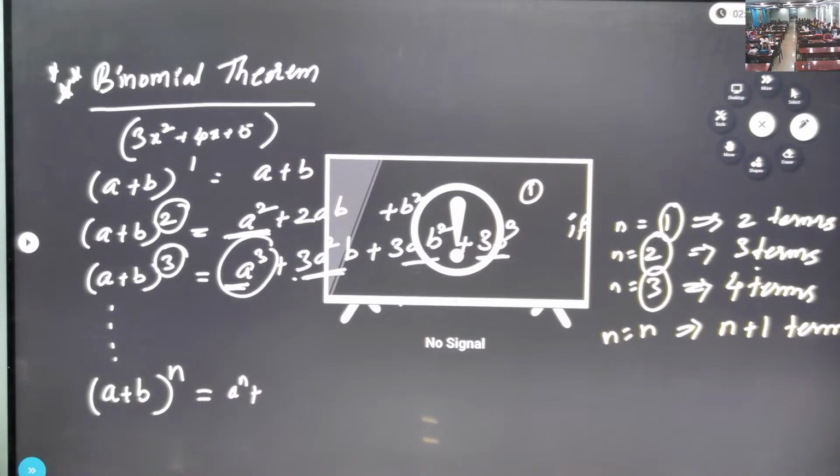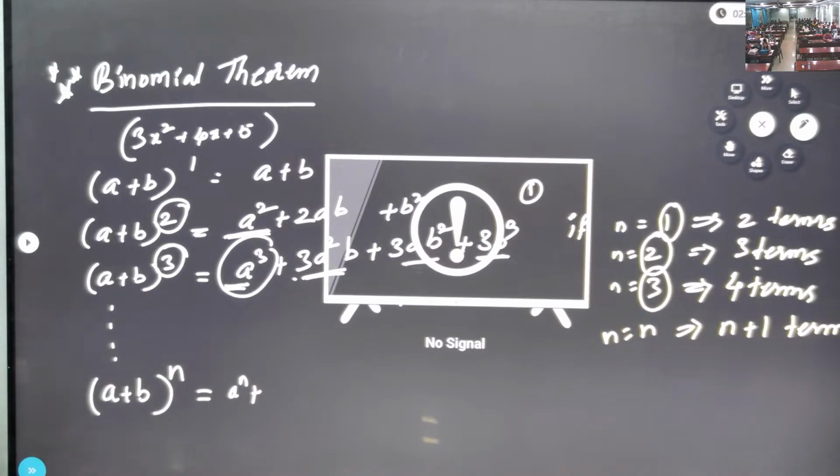For a, what is the coefficient? For a it is 1. Okay. So for a power 3 it is 1. Next for the second term, a power is 2, b power is 1.